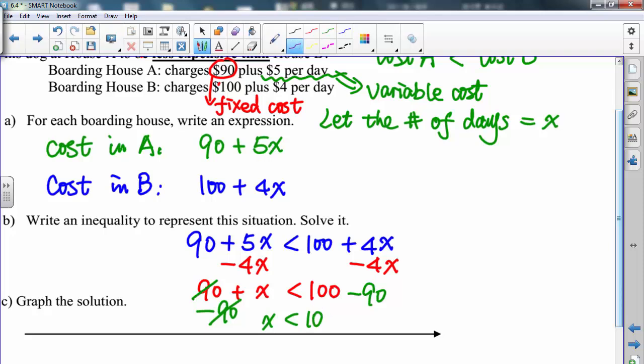So if I want to graph this solution on the number line, I will do 5, 6, 7, 8, 9, 10, 11, 12. I think we should have enough to show the solution x is less than 10. Since there's no equal sign on 10, we will use an open dot to show 10 is not included in the solution. x is less than this number, so we need to highlight the left side of number 10 on the number line.